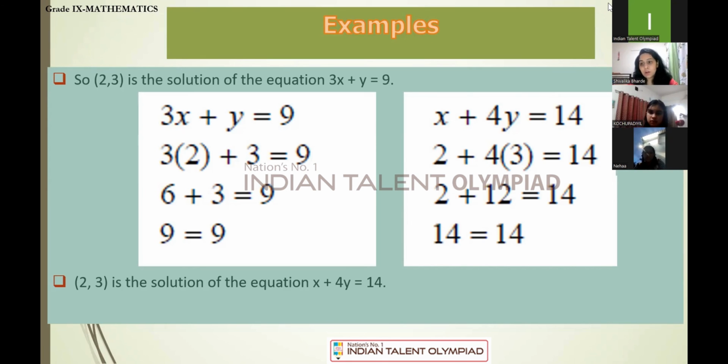This also covers a good portion of the question set. Is 2, 3 the solution of this equation or not? Check whether it is the solution or not. These kinds of questions will come up with these kinds of equations.